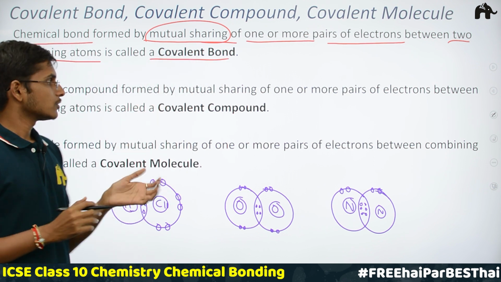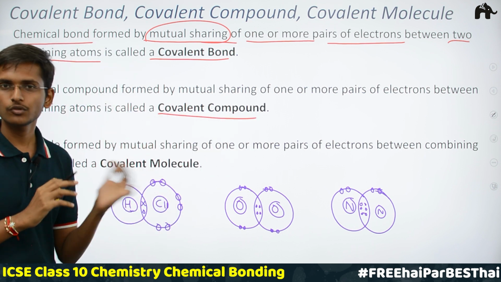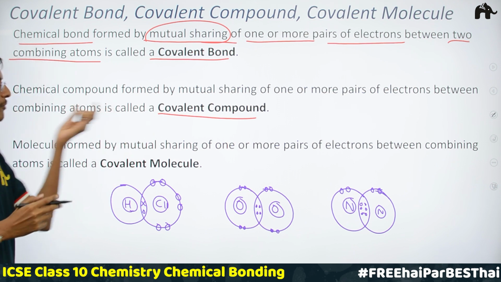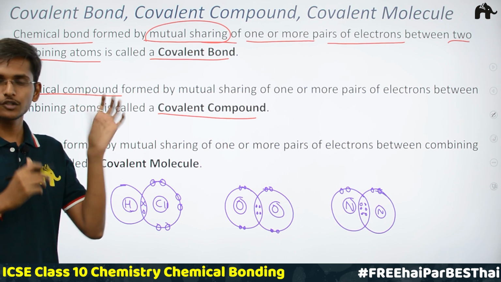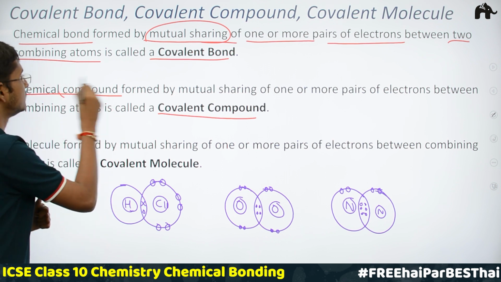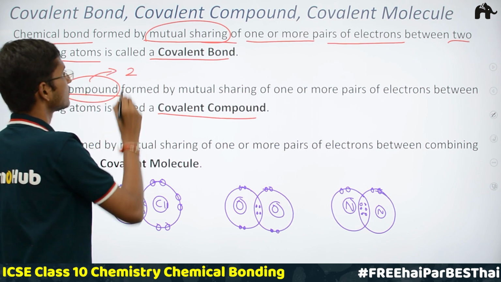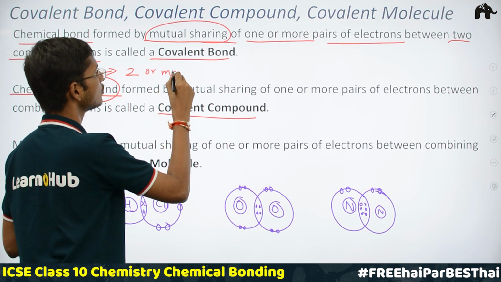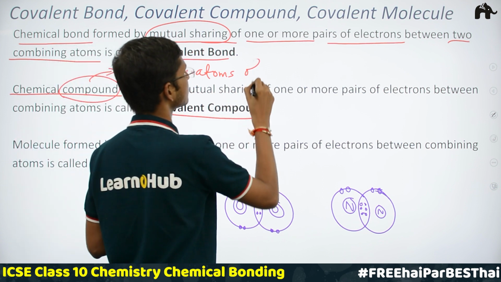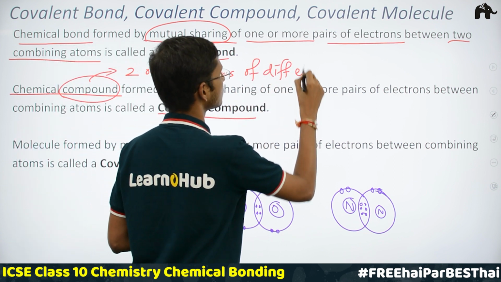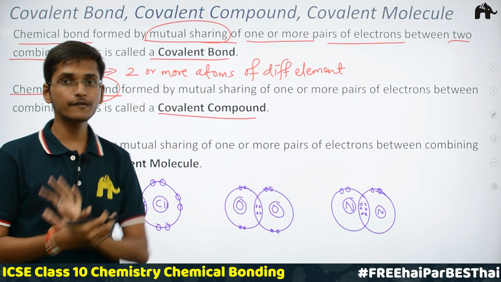Very simple. Now what is a covalent compound? The definition would be almost the same, but a covalent compound is actually a chemical compound. When the word compound is used, you have to keep in mind that the compound is formed from two or more atoms of different elements. The molecule of a compound is made up of two or more atoms of different elements.